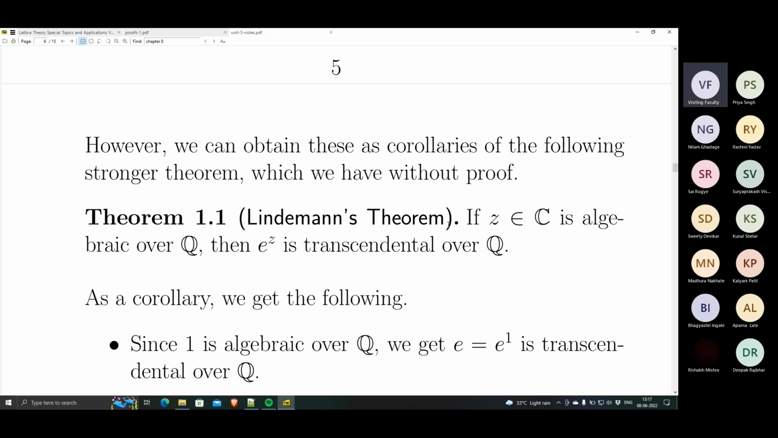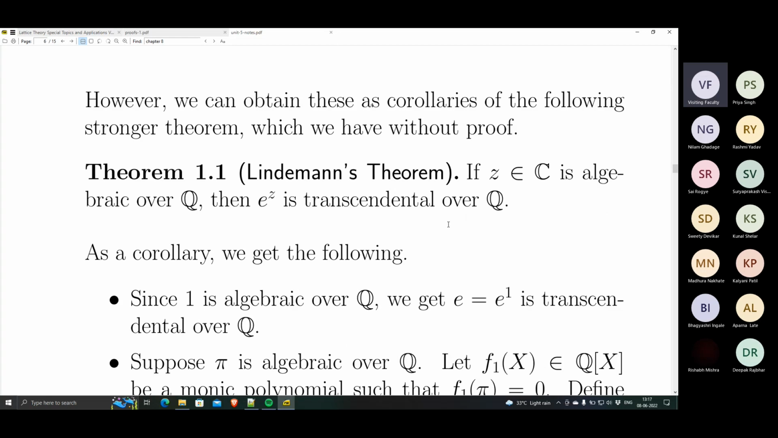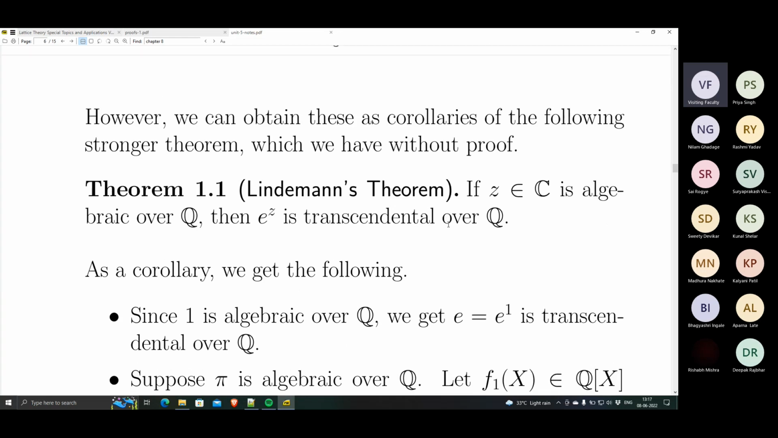Right. So how do we show this? We'll actually go by contradiction. So suppose pi is algebraic. You see, algebraic and transcendental are opposite. If not algebraic, then transcendental. If not transcendental, then algebraic. Right? So suppose by contradiction that pi is algebraic over Q.